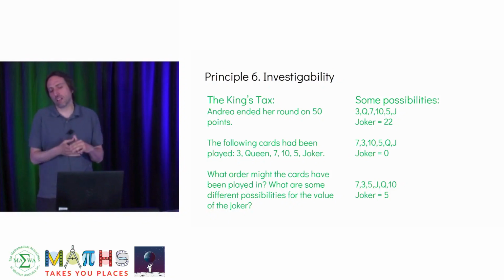And then there's a slightly more interesting scenario down there where the Joker's worth 5. So 7 plus 3 is 10. 10 plus 5 is 15. The Joker's played, and we're saying the Joker's worth 5, so that takes us to 20. The Queen's worth double, so 20 plus 20 is 40, and then the 10 would take us to 50.